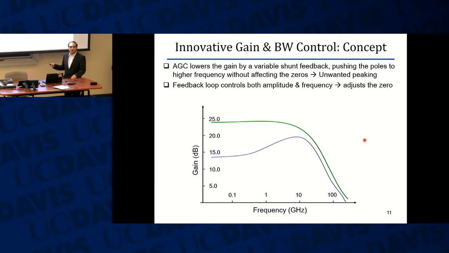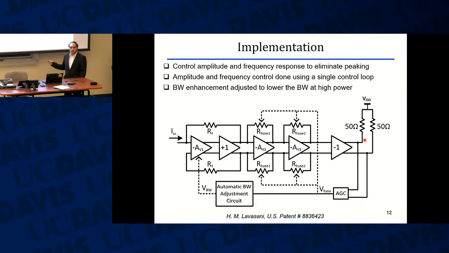We found some clever techniques to do amplitude correction and at the same time adjust the bandwidth. So we have one loop that does the amplitude control and at the same time does the frequency control. When we don't need the extra bandwidth that you see here, we will adjust that and we get this new curve that has reduced peaking, or in the ideal case, no peaking, okay? With that in mind, this is a prototype that we came up with at Broadcom.